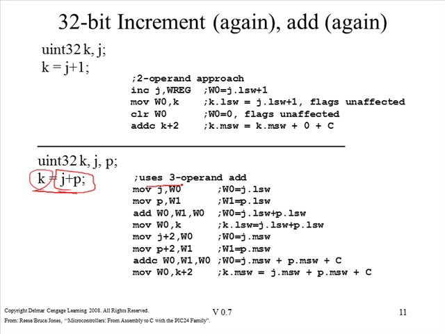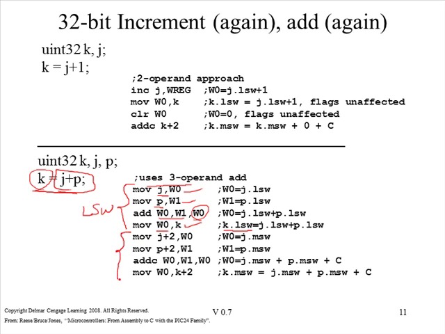We're going to use a conservative 3 operand add approach. We're first going to do the least significant word here. We're going to move the least significant word of j into W0, move the least significant word of p into W1. We'll add those together, place the result in W0. Then we'll copy W0 to k, and we've just computed the new value of k least significant word.